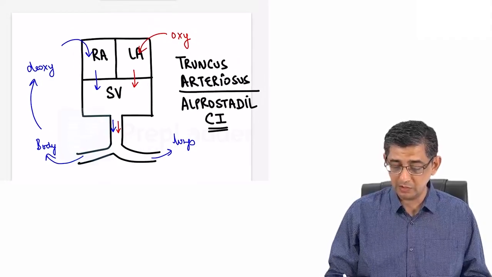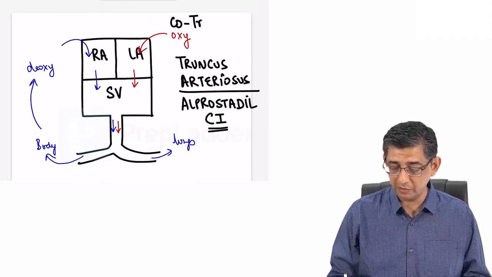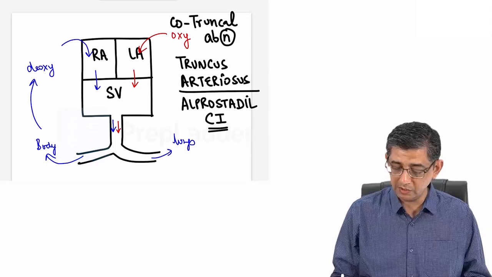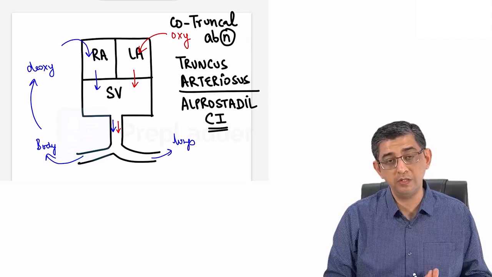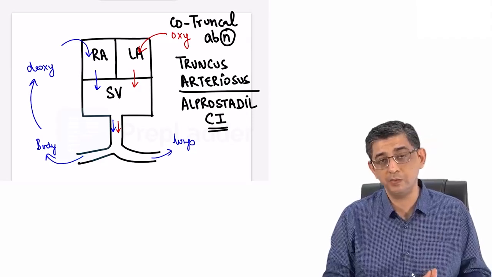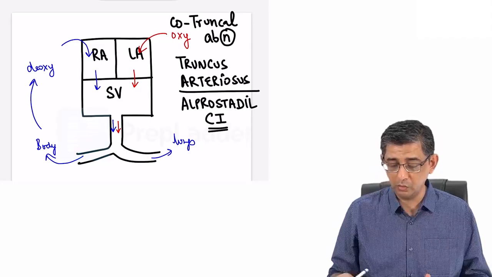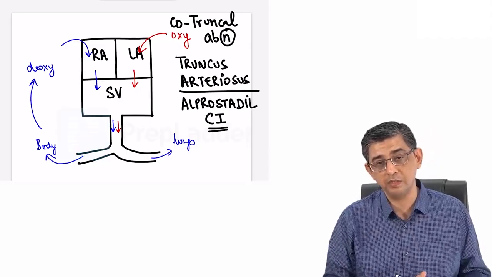In a couple of questions, instead of writing truncus arteriosus, he might write the word co-truncal abnormality. The bottom line is three conditions where we have found alprostadil to be life-saving: tetralogy of Fallot, tricuspid atresia and transposition of great arteries, but there is no role of alprostadil in truncus arteriosus.